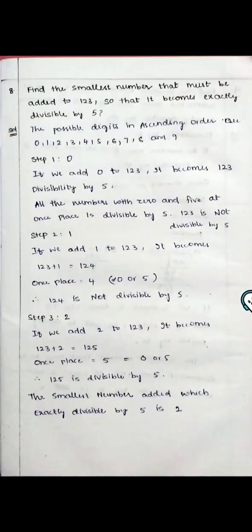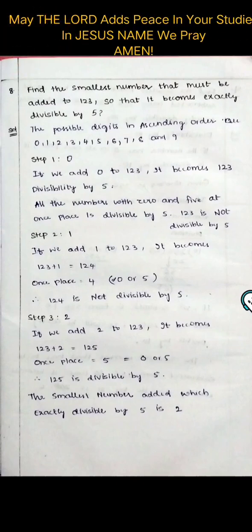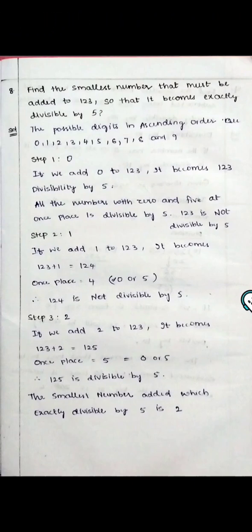Eighth bit: find the smallest number that must be added to 123 so that it becomes exactly divisible by 5. The possible digits we can add are 0, 1, 2, 3, 4, 5, 6, 7, 8 and 9. So we can add any of the digits.